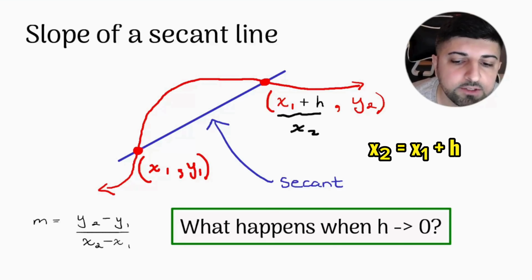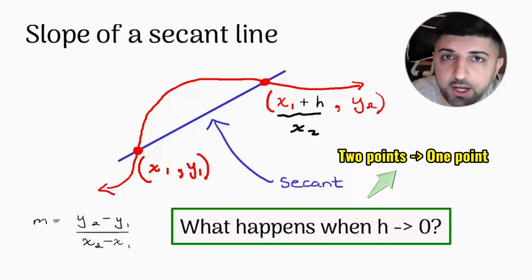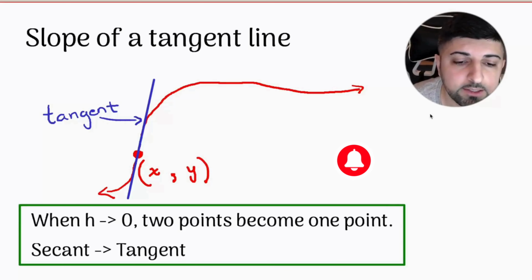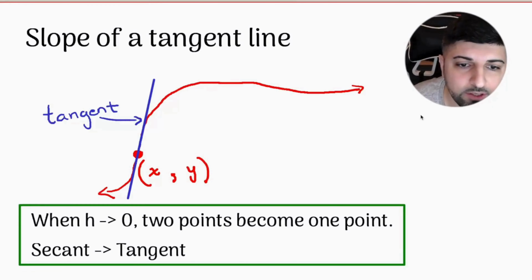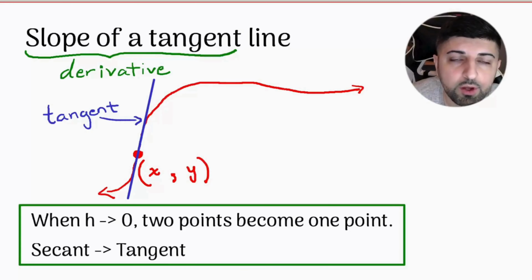Let me pose this question. Highlighted in green, it says, what happens when h becomes really, really small? Meaning, what happens when the separation between the 2 points becomes very, very tiny? The 2 points actually become 1 point, and a secant line becomes something called a tangent line. So the tangent line is a line that you draw through that 1 point. In this case, it was x1, y1, but I just called it xy in this case. I call the slope of a tangent the derivative.